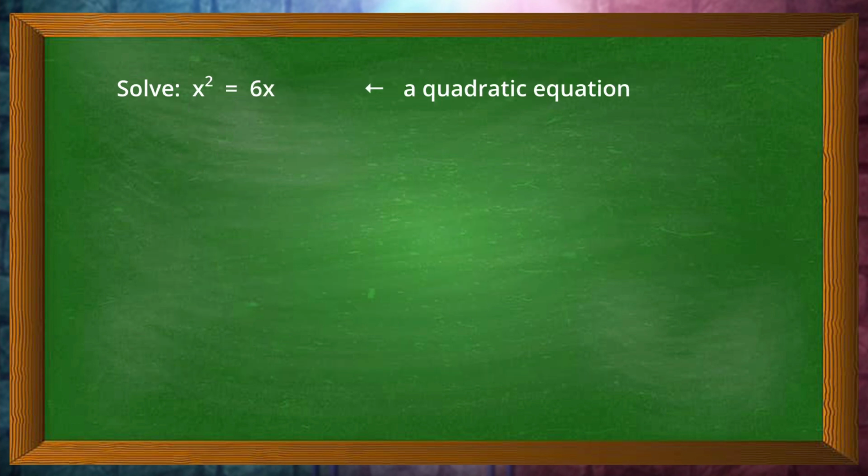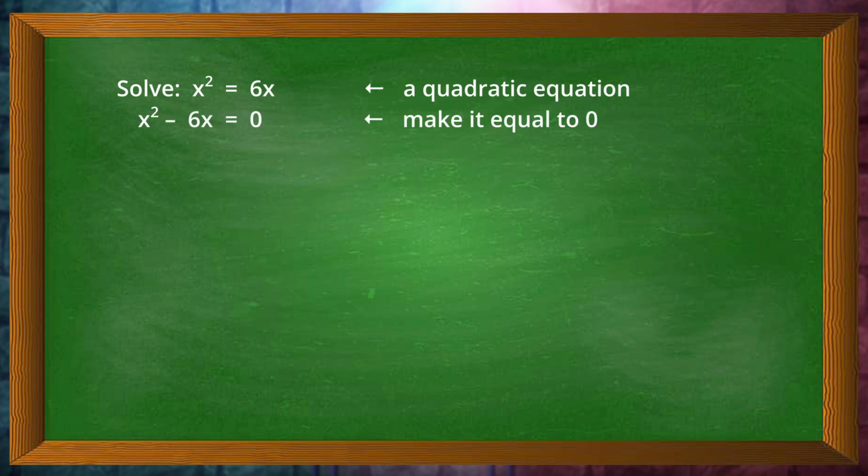The square root method only works if you have an x squared term and a number term. So what happens if there is an x term? Here on the screen is a quadratic equation. x squared is equal to 6x. There are two terms and they both have the variable x, but there is no number term.